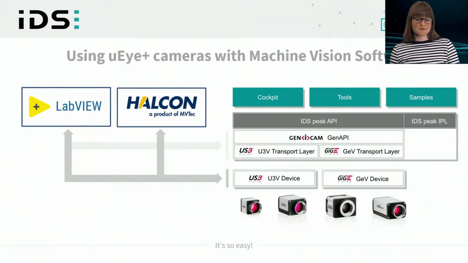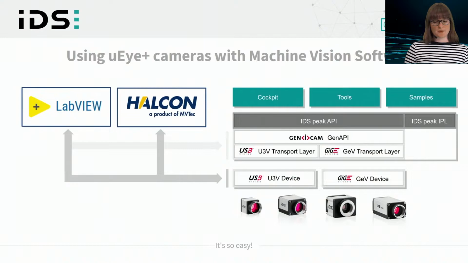To complete the package, there's also the IDS-Peak IPL, which means Image Processing Library, which provides basic image processing functions you can use without having to include another library for image processing. And there are several programming samples, tools, and of course our well-known cockpit, which Patrick already showed to you, and with which you can evaluate and test the cameras.